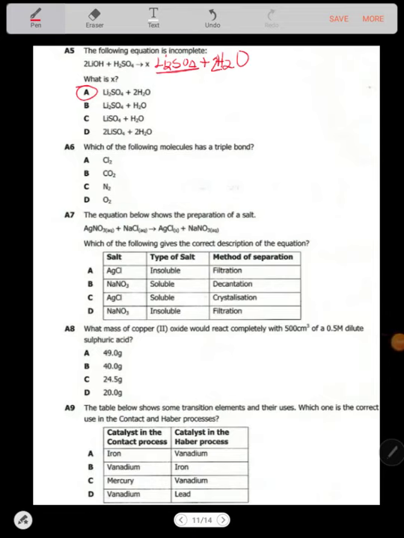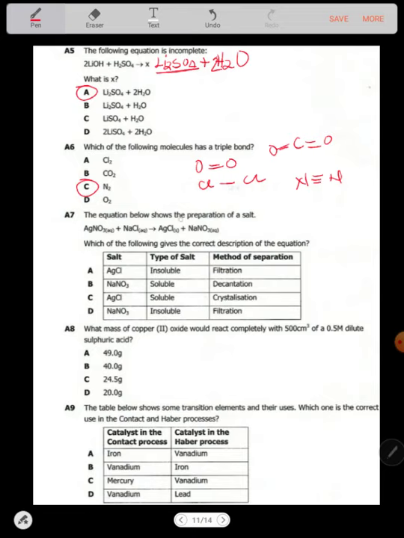Question 6. Which of the following molecules have a triple bond? Which one has a triple bond? Now these, they are going to bring you oxygen, which has a double bond. Chlorine has a single bond. Carbon dioxide is a combination of that. Then you have nitrogen. Nitrogen has a triple bond. So the answer is nitrogen here.